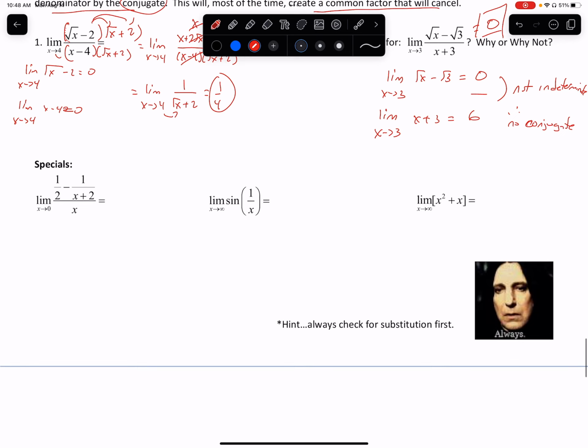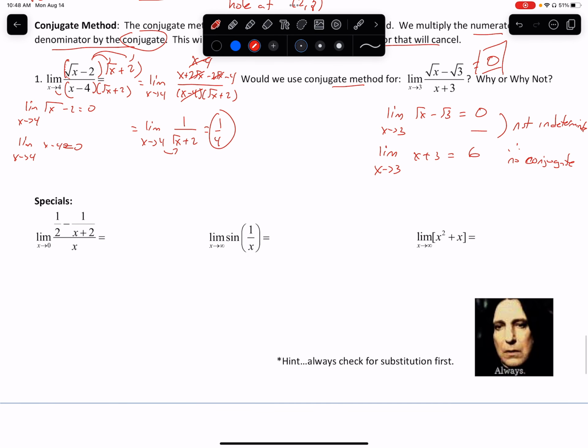So let's take a look at some fun ones here, some specials, okay? Ready? The first one, the limit as x approaches 0 of (1/(x+2) minus 1/2) over x. So I'm going to check it. The limit as x approaches 0, looking at the top, I'm checking substitution first. And I do get 0 if you plug 0 in. Check a look at the bottom. Also 0. So this is indeterminate. So how do I solve this one?